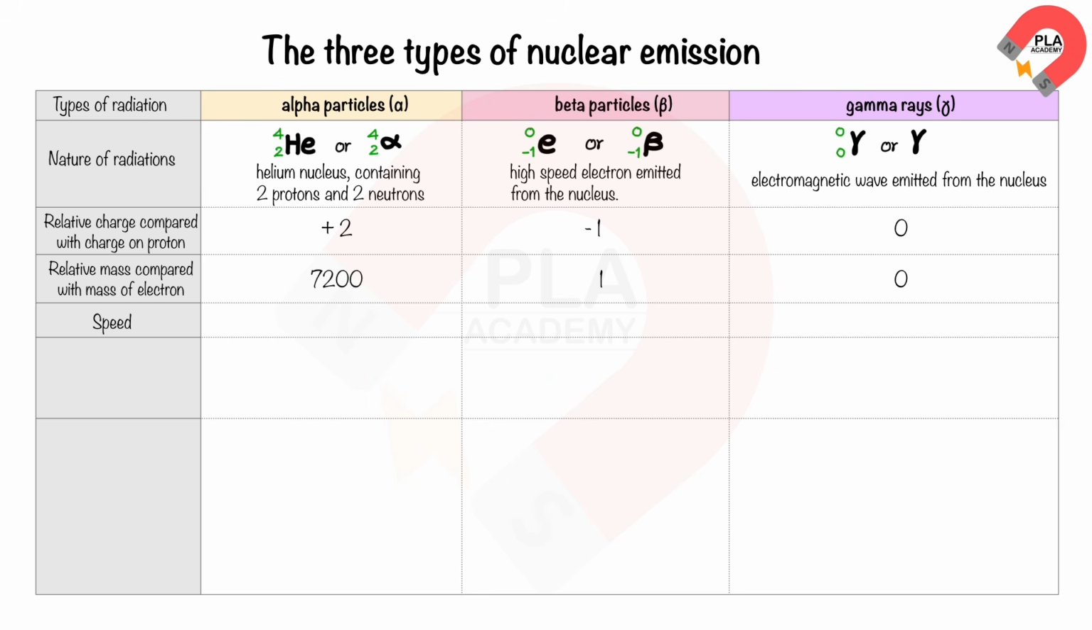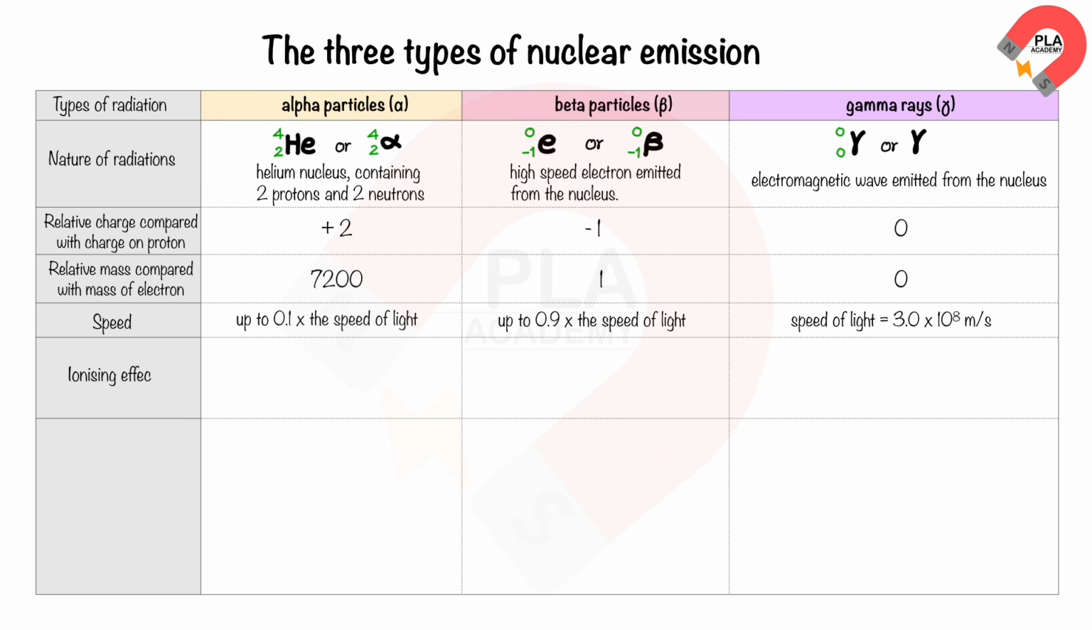Average speed of alpha is up to 0.1 times the speed of light. Average speed of beta is up to 0.9 times the speed of light. Average speed of gamma is equal to the speed of light.